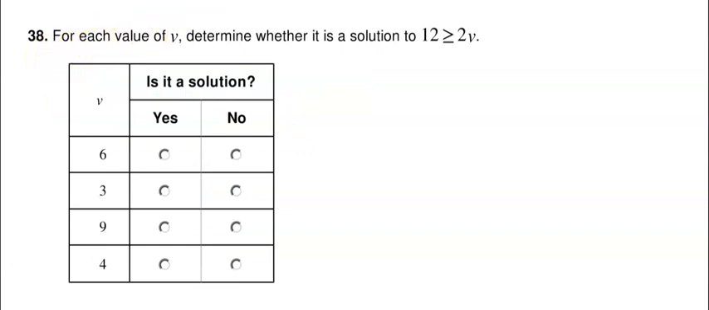Okay, for each value of v, determine whether it's a solution to 12 is greater than or equal to 2v. All right, so perfect. In this situation, we're just going to be putting something in for v. Okay, and what are we putting in? Well, in this chart over here, it's telling us what we're putting in. So for v, we're going to put in 6 first. So if you put in 6 for v there, a 2 and a 6 right next to each other basically means you're doing multiplication.